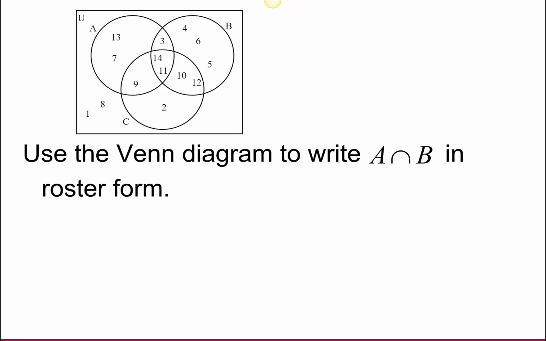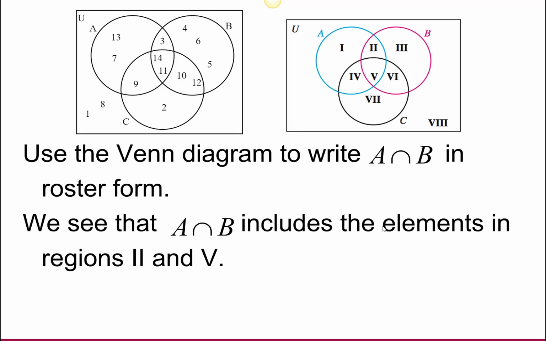So let's do this one first. Let's use a Venn diagram with 3 sets to write a particular set operation in roster form, and they want us to write A intersect B in roster form. So if we look here, here's set A, and here is set B. Their intersection is going to be these 2 regions here, which are actually regions 2 and 5. And we're going to list the elements that belong to those, which is going to be 3, 11, and 14.